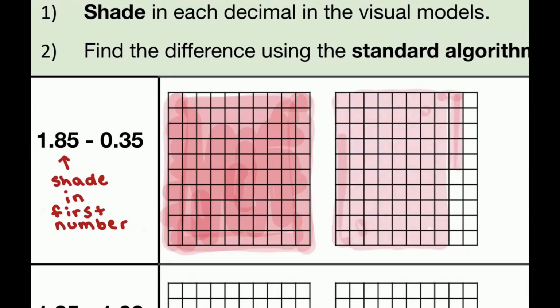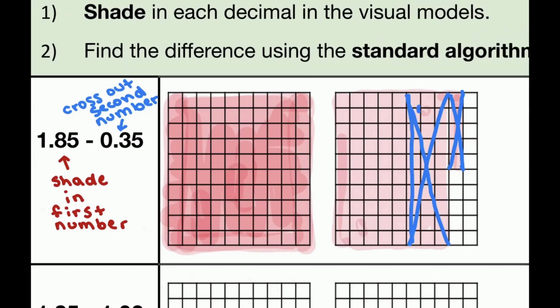Okay. And then our second number is what you're going to cross out. So we're going to cross out 35 hundredths or 35 boxes. So here's 5 boxes I'm going to cross out, and then I'm going to cross out 3 rows of 10. Okay, so all of these are crossed out. Sometimes it helps to use a highlighter so it's easier to see and cross out.